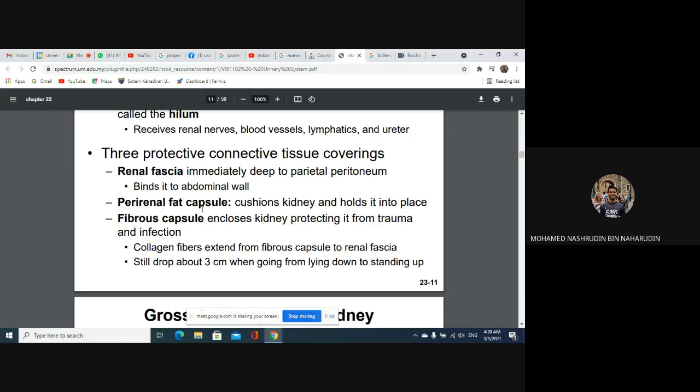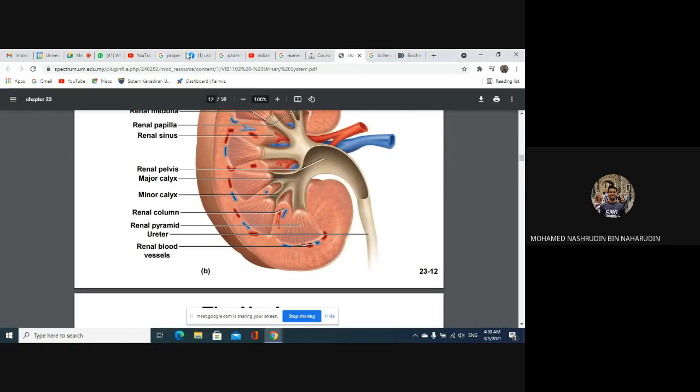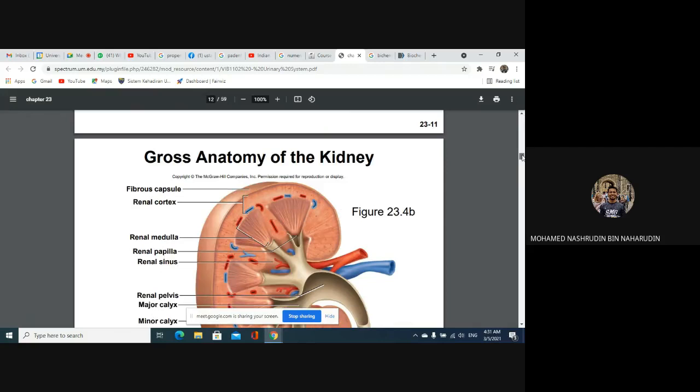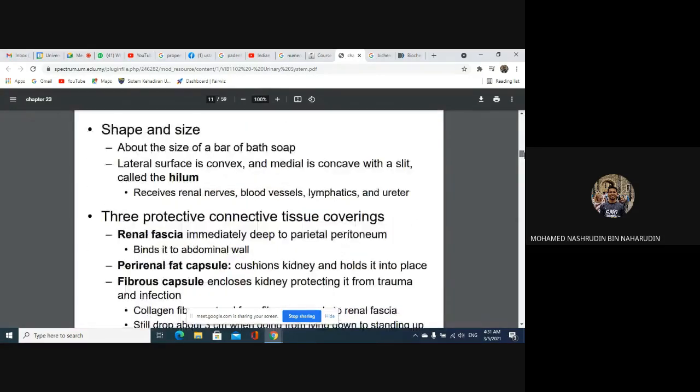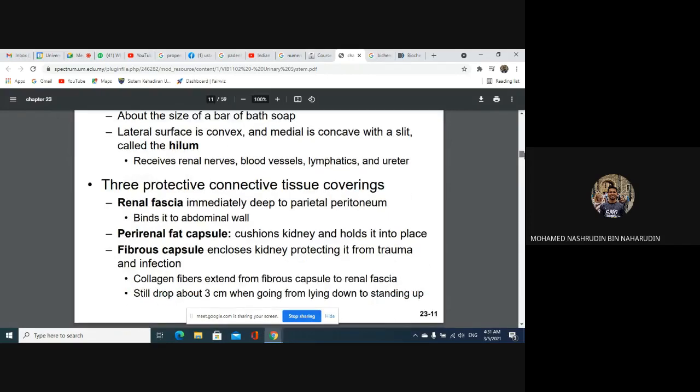So the perirenal fat capsule is a cushion that surrounds everything outside of the kidney. There's visceral fat that's cushioning your kidney. So the function is, of course, to cushion the kidneys and hold them in place. So the name of that fat is the perirenal fat capsule.